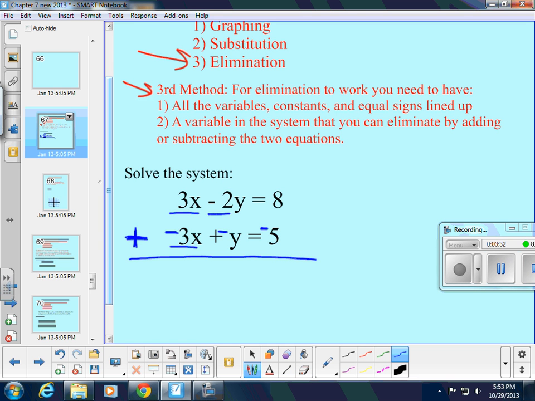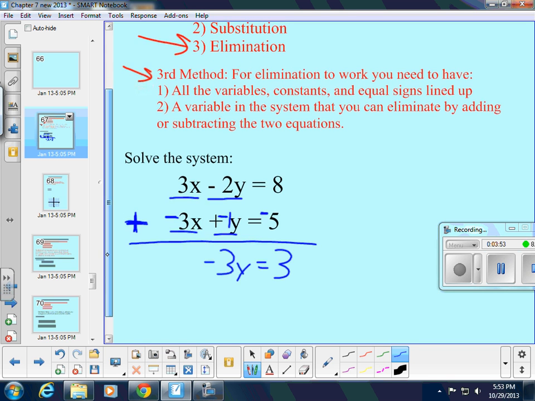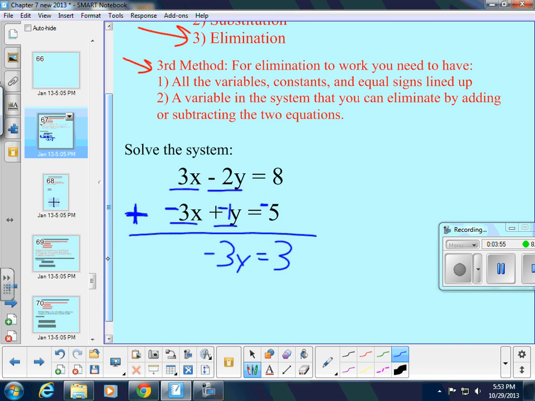Now I have negative 2y plus negative y. Again, I think that's easier to understand what's going on as opposed to subtracting them. Negative 2y plus negative y, which is like negative 1y if I want to put the coefficient in there, gives me negative 3y. And 8 plus negative 5 gives me 3. So by using elimination, I eliminated the x variables, and now I've just got the y variables here. Negative 3y equals 3. I've got this new equation that I can solve and find out what the y coordinate of this system should be.